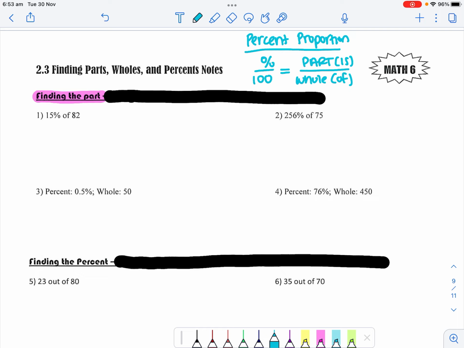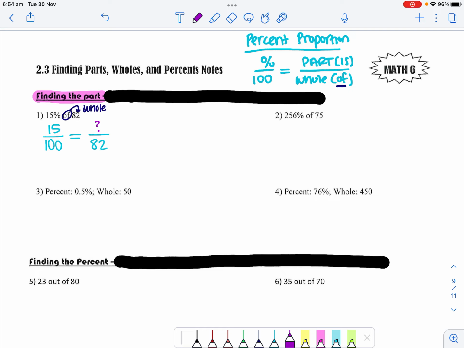To set up my percent proportion, I'm always going to start with the percent side. So am I given the percent or am I not? In this case, I'm given the percent. So it's going to be 15 over 100 is equal to, now this word of right here is what gives away that this is the whole, because you see the of here on the bottom. So this is going to be 82 on the bottom, and then I'm going to put a question mark on top just to not have an empty space.